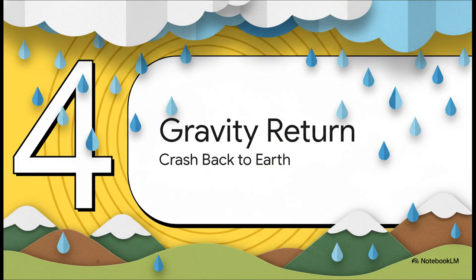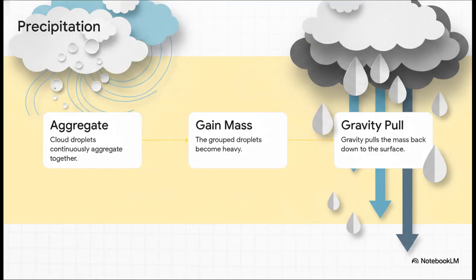Which brings us to section 4, the gravity return. Precipitation, the crash back to Earth. What goes up must come down, right? The upward journey driven by the sun is really only half of this engine's cycle. As these cloud droplets cling to their condensation nuclei, they continuously aggregate. They just keep bumping into each other, combining and combining. Eventually, these grouped droplets gain enough mass that they become heavy. And once they become too heavy for the atmospheric updrafts to support them, physics simply takes over. Gravity forcefully pulls that whole mass right back down to the surface.